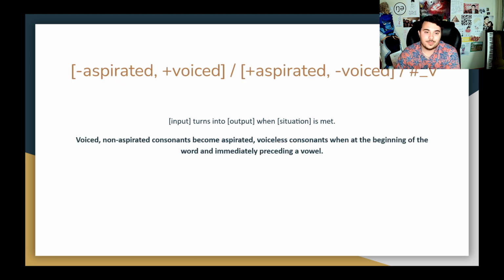And you can do a couple other things on here too. You could do a couple other variables at a time. This is important. It's pretty specific though. If the specific situation is that a not aspirated and voiced consonant becomes aspirated and not voiced when at the beginning of a word and immediately preceding a vowel, you can write the rule like that.